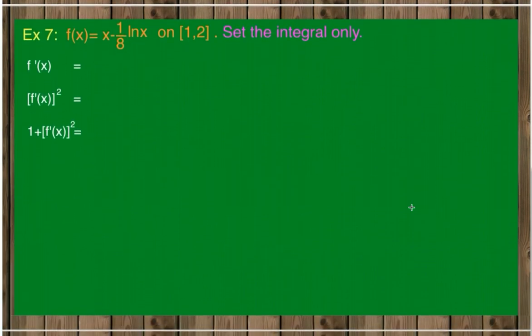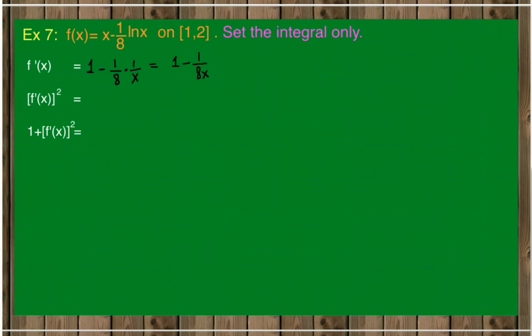In this question, we're going to set the integral to find the arc length of f of x from 1 to 2. First, we're going to find the derivative of the function. Derivative of x is 1 minus, we have 1 over 8 in front of ln of x, and the derivative of ln of x is 1 over x. If we simplify, we're going to get 1 minus 1 over 8x.